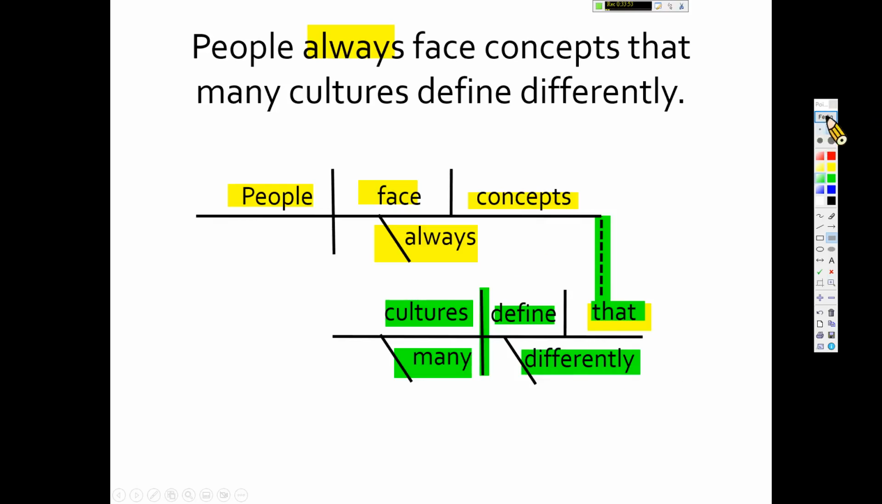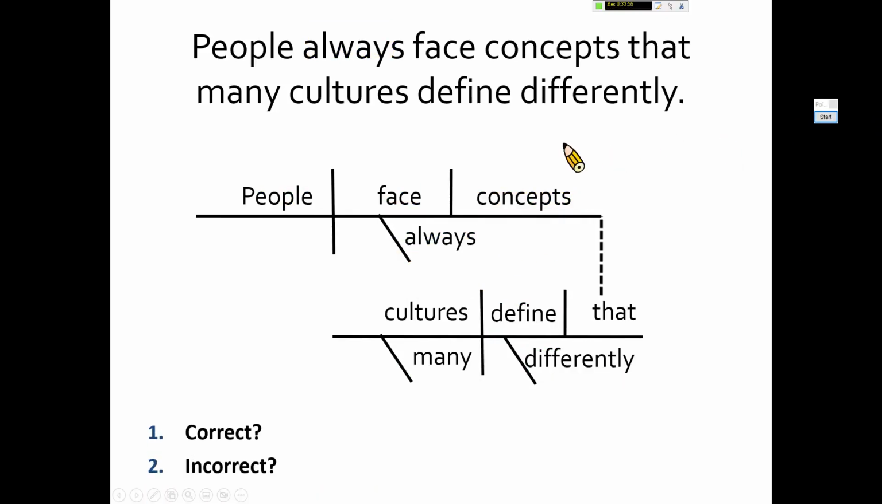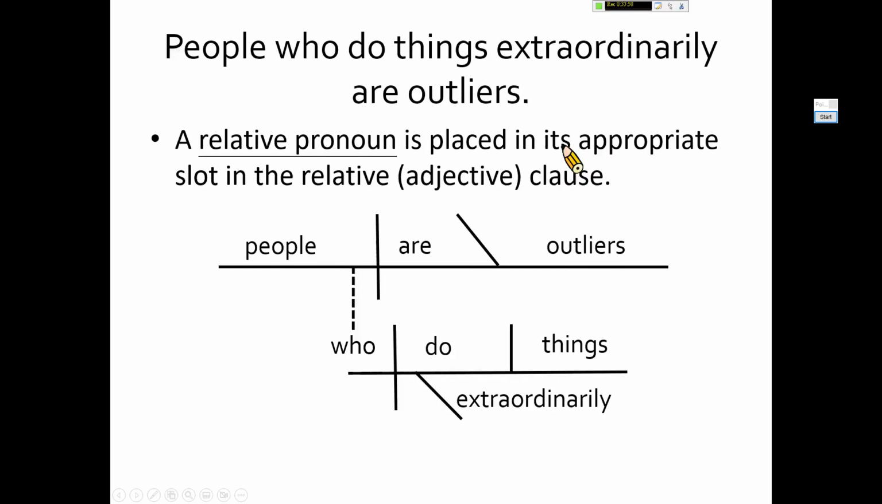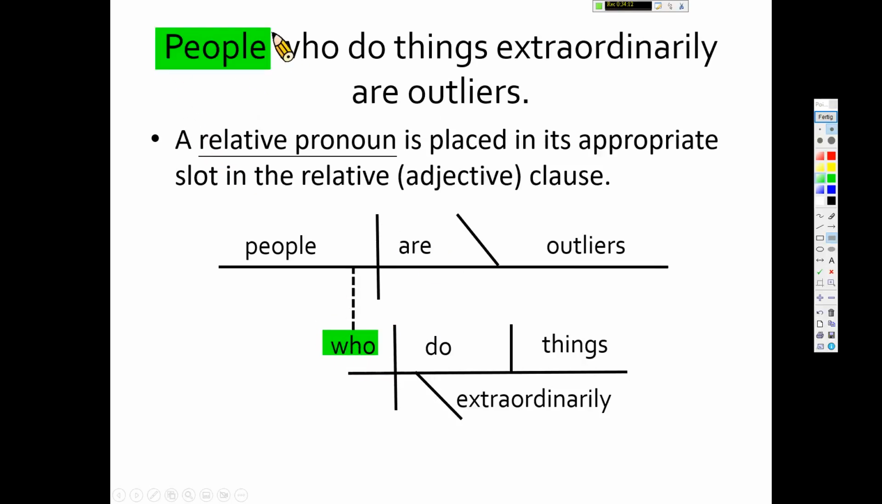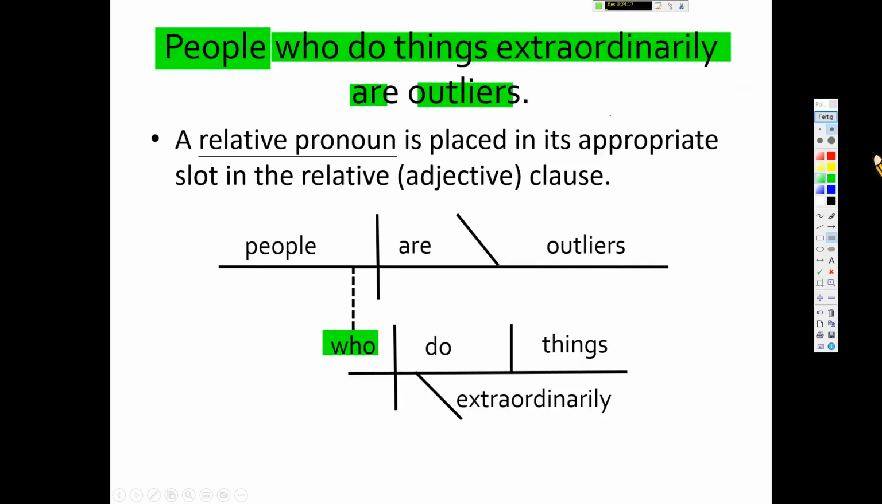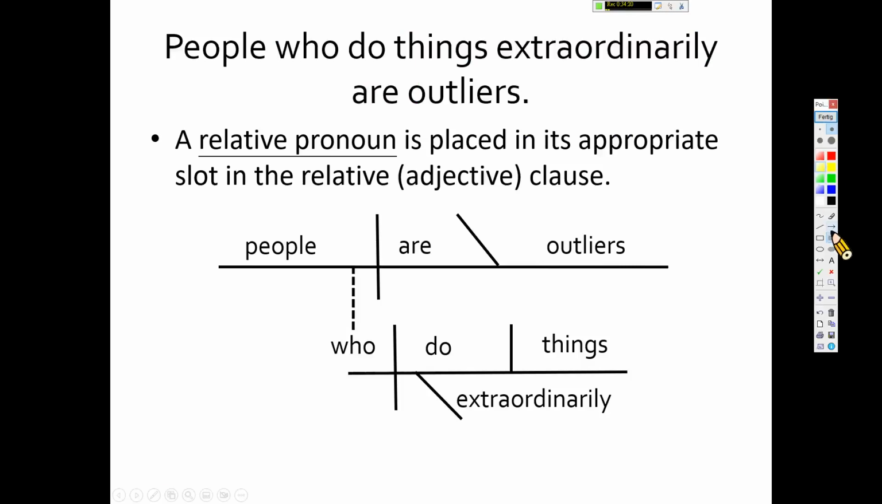Okay, so we'll move on to the next one. And now we have a relative pronoun again to talk about who. And this time it is in the position of subject. So for this one, people who do things extraordinarily are outliers. So the primary segment components for this one is people, and who do things extraordinarily is an adjective clause used to modify people. Is that right?